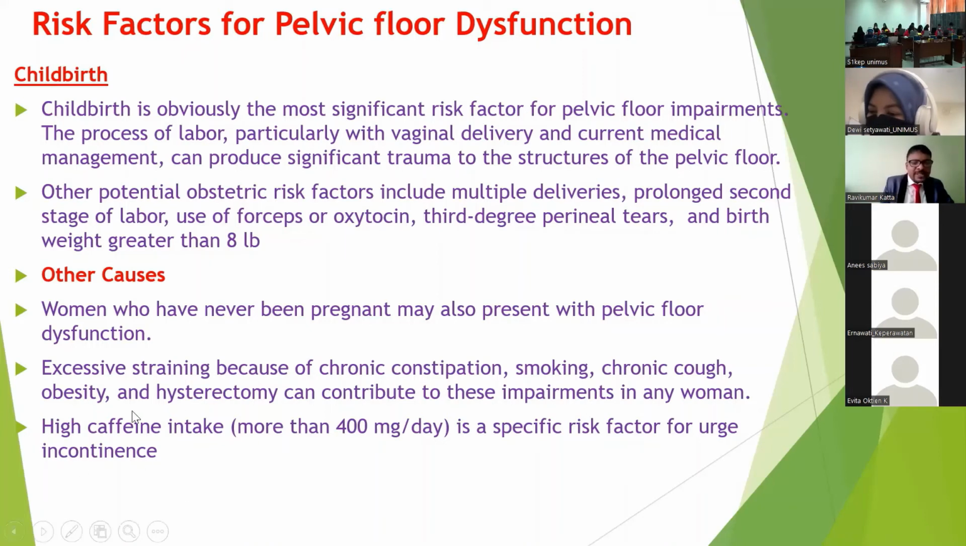And also obesity and hysterectomy. These risk factors may produce pelvic floor dysfunction. Another causative factor is high caffeine intake. At least 3 to 4 cups of coffee is recommended for the mother, but if it crosses more than 4 to 8 cups, the caffeine level increases and there may be other caffeine-related complications. So we can ask them to avoid more than 3 cups of coffee during pregnancy and also after pregnancy.